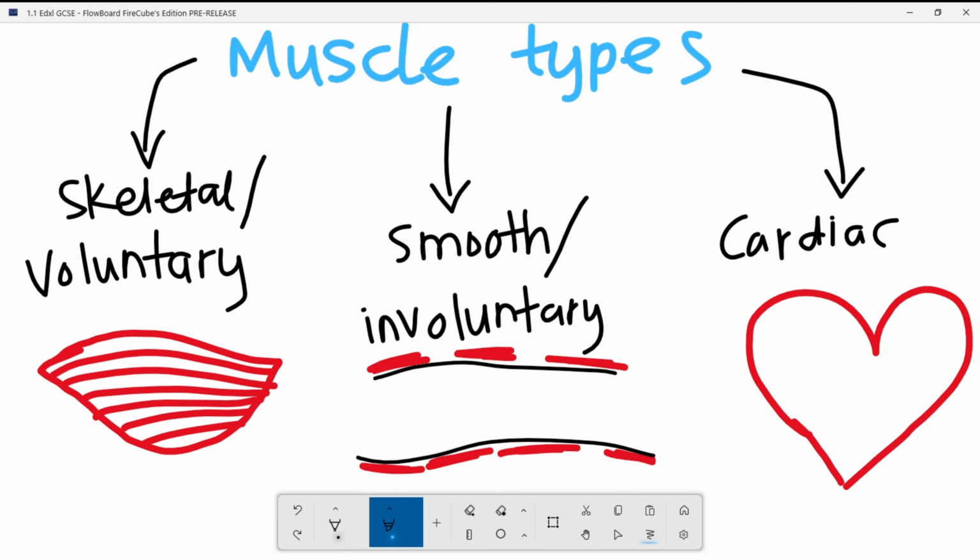Next, we have smooth or involuntary muscles. Involuntary muscles are those that we don't have conscious control over. These muscles are usually found on the lining of blood vessels, or maybe even on the lining of organs like your stomach, and they contract very slowly and very rhythmically. Thirdly, we have cardiac muscle. Cardiac muscles are found in the heart. So the muscles that are currently beating your heart right now are called cardiac muscles. And just like involuntary muscle, we have no control over cardiac muscle. That's why your heart continuously beats throughout your whole life, even when you're sleeping.